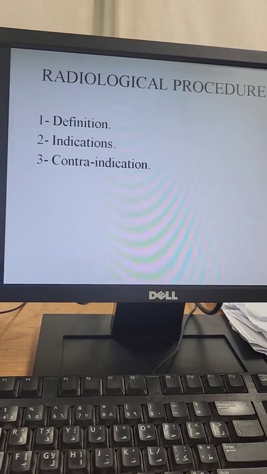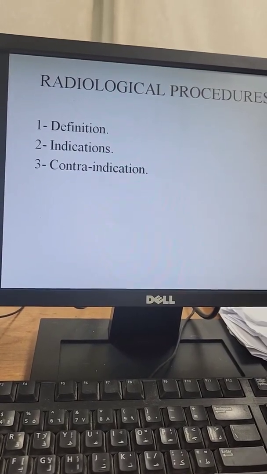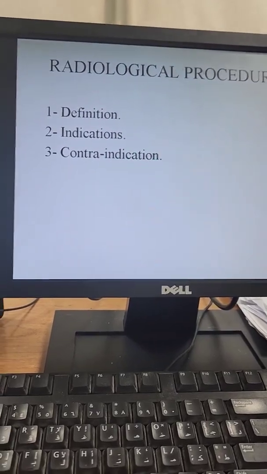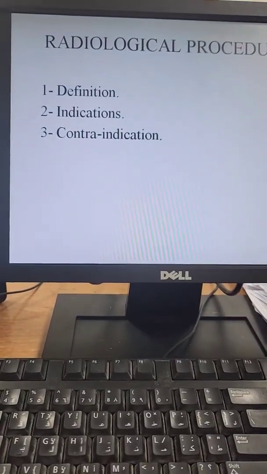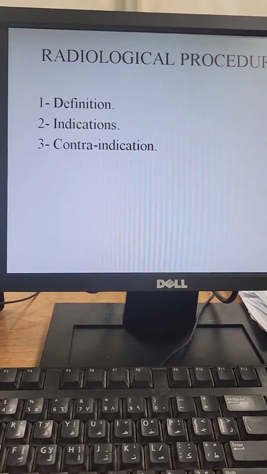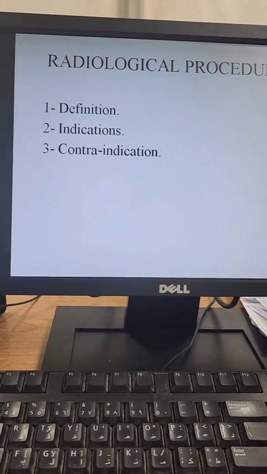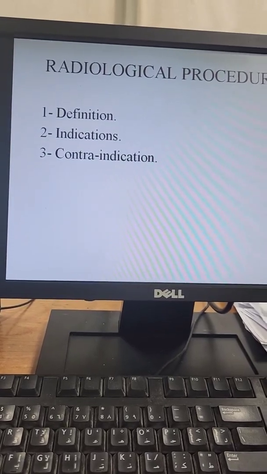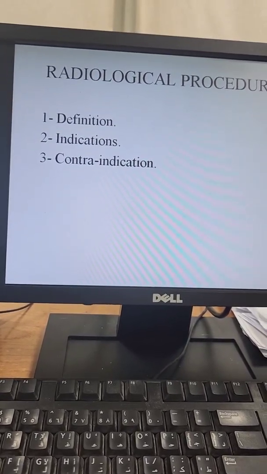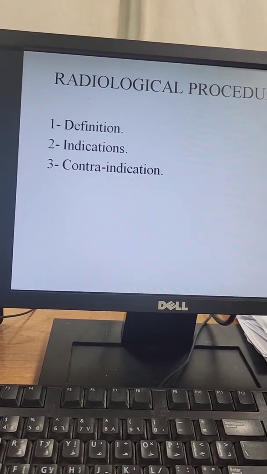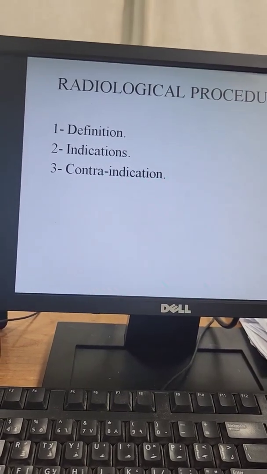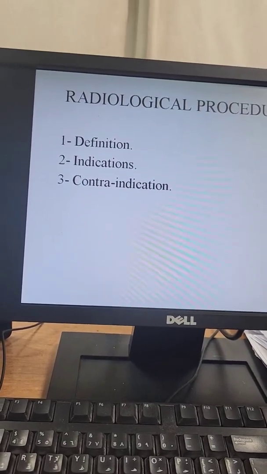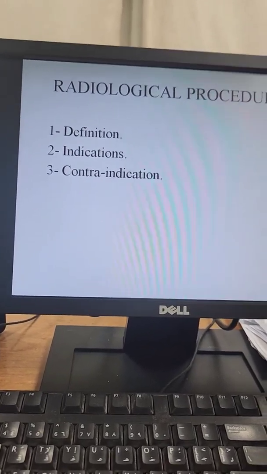Contraindications: actually there is no contraindication. There is no absolute contraindication for pulmonary embolism examination. Why? Because this is a top emergency radiological procedure, so we have to do it once it's indicated. The only absolute contraindication is previous anaphylactic reaction to the contrast media. Otherwise, no contraindications. Even if the patient is pregnant, we have to do it.